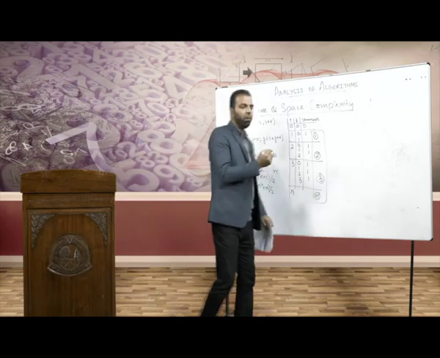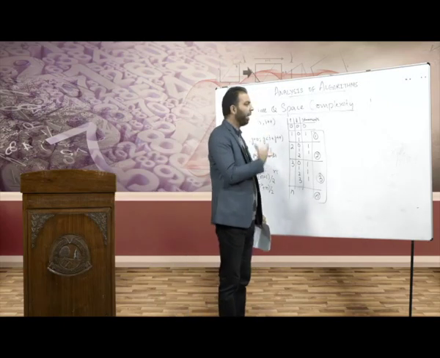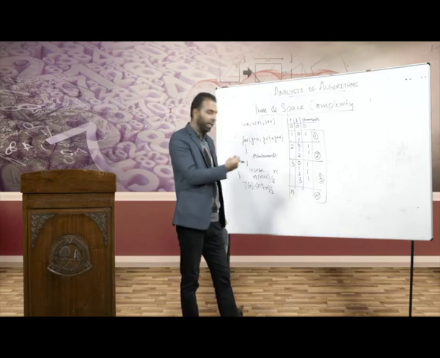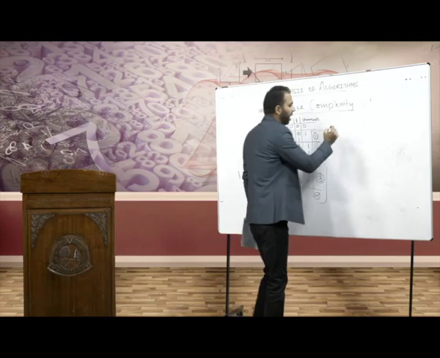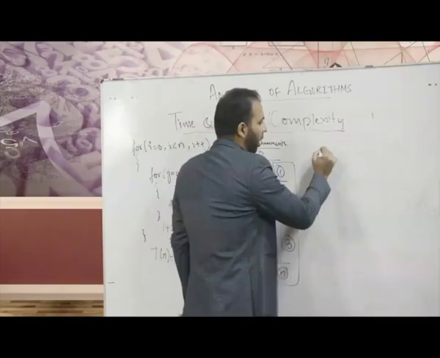We'll take another simple for loop which looks simple, but its running time complexity is something different. It's not linear, it's not even quadratic, it's not n square or n cube. So for example, I will take an example.